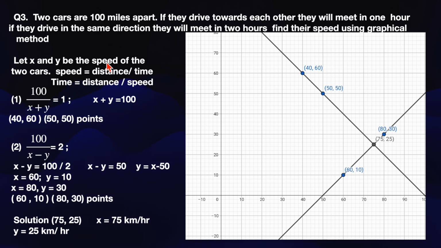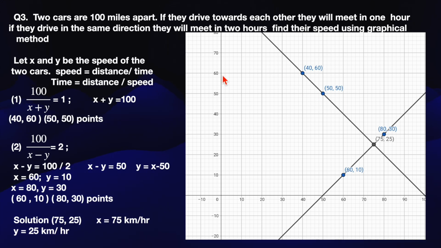Okay. So when they are driving towards each other, the speed will increase. So x plus y. Let x be the speed of first car, y of the second car. So x plus y. And the time taken is 1 hour. So 100 upon x plus y is equal to 1. So this is the first equation. Okay, let's find points on it. If you put x is equal to 50, you will get y also 50. If you put x is equal to 40, you will get y as 60. So these are the 2 points, and let us plot them.